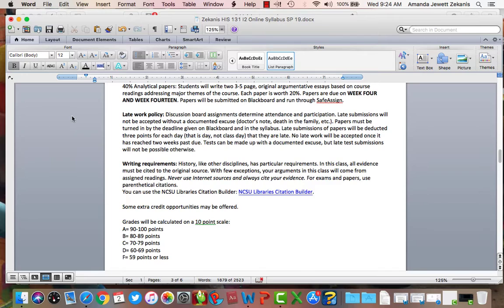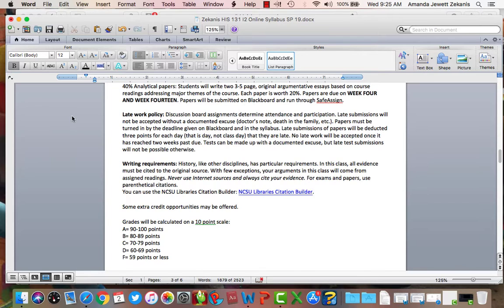Tests can be made up with a documented excuse, but otherwise late tests are not possible. So you get plenty of warning and reminders the week that you have an exam. The exam is open on Monday and not due until Friday. So you have the entire week to take it. So even if you work on a Friday or whatever, you can still take the exam a different day of the week. So there is no reason except for a hospital visit or something like that, in which case you can make up the test. Otherwise, there's really no reason to miss the test.